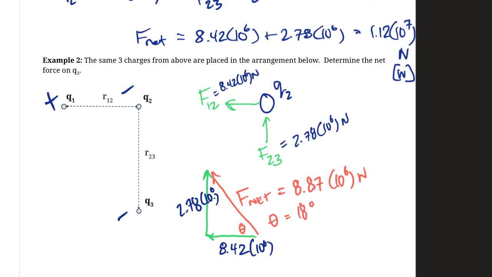So we can say the net force on Q2 is 8.87 times 10 to the 6 newtons west, 18 degrees north. There we go. So last reminder, just be careful about the directions of the forces, whether those two things are attracting each other or repelling each other.